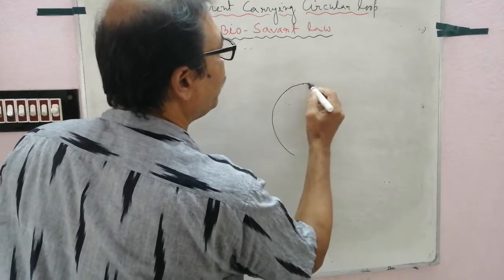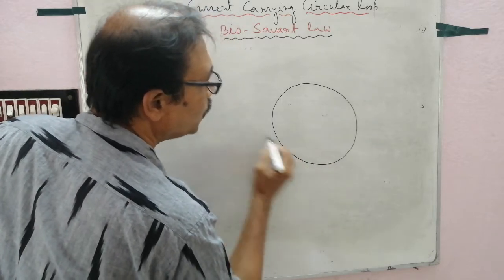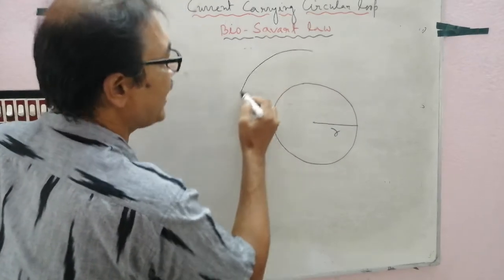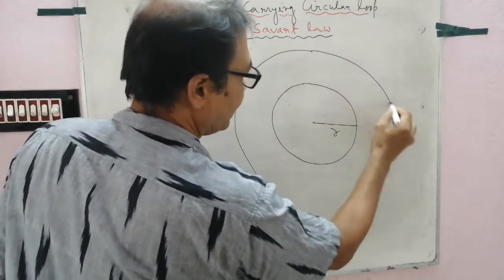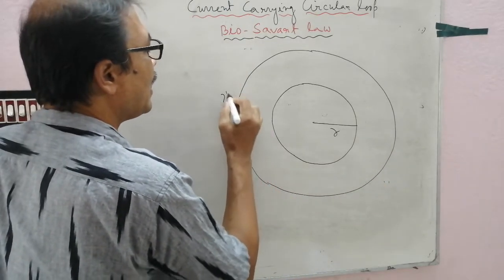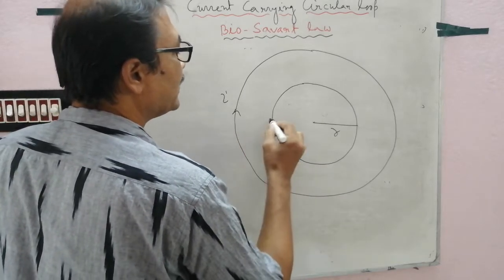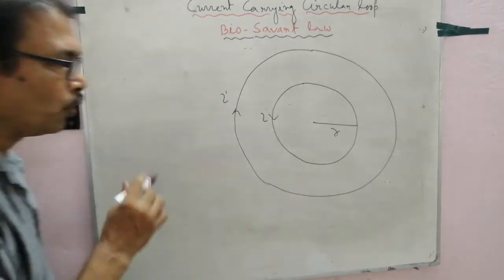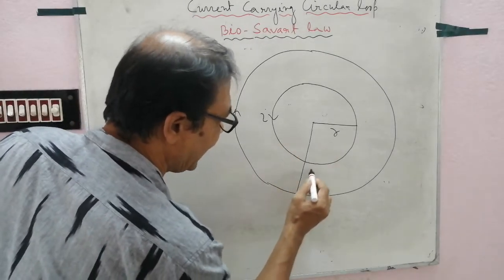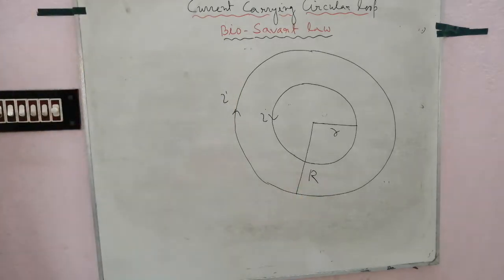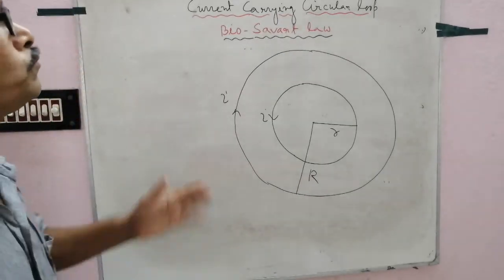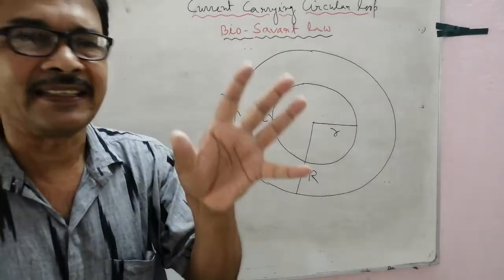Another application, suppose this is a circular loop of smaller radius r and this is another circular loop, both are concentric. In this way the current I, and in this way the current, in both the coils carry current I. The outer loop radius is capital R, inner radius small r. What will be the magnetic field at the center and what will be the direction? So we have to find out the magnetic field at the center and the direction.